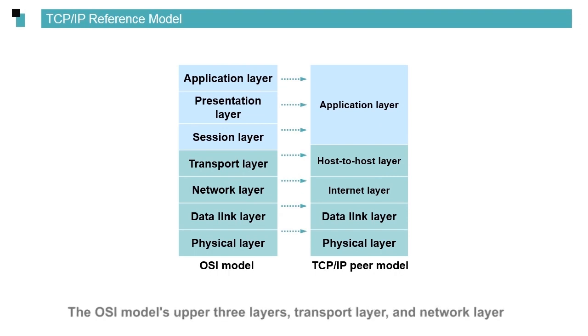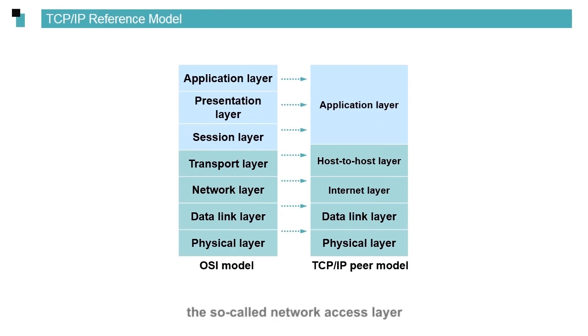The OSI model's upper 3 layers, transport layer and network layer, are mapped to the TCP/IP model's application, host-to-host, and Internet layers, respectively. In the TCP/IP model, the data link layer and the physical layer are combined into the so-called network access layer.